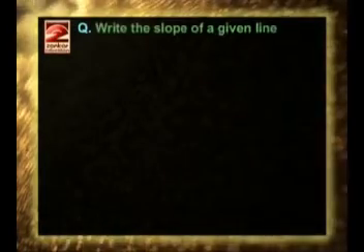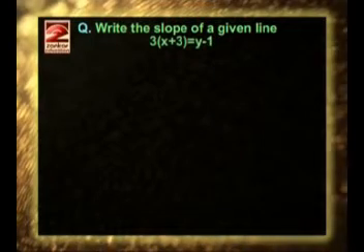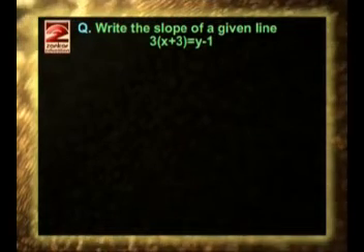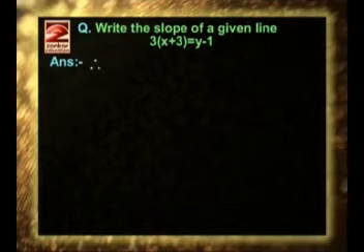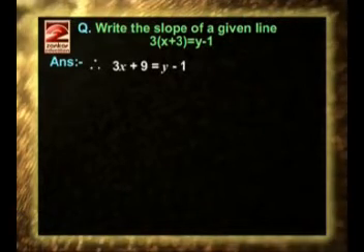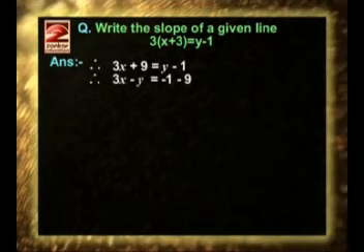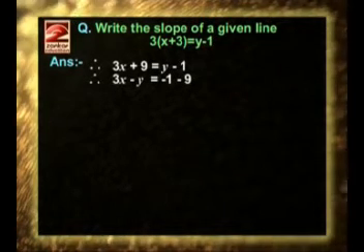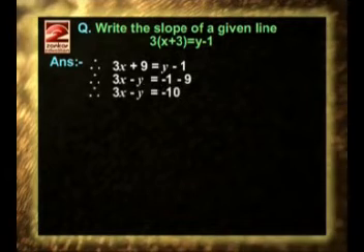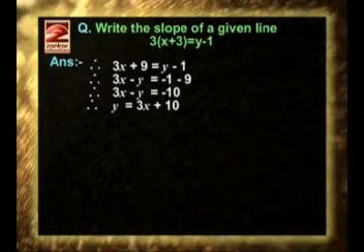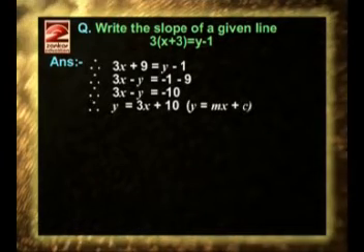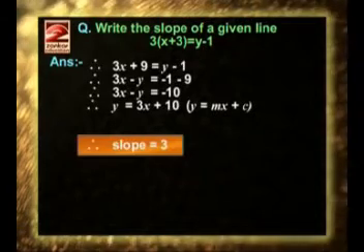So the question is, write the slope of the given line. The line is 3(x + 3) = y - 1. Therefore, 3x + 9 = y - 1. Therefore, 3x - y = -1 - 9. Therefore, 3x - y = -10. Therefore, y = 3x + 10. Now the standard form is y = mx + c, where m is the slope, and therefore here slope is equal to 3.